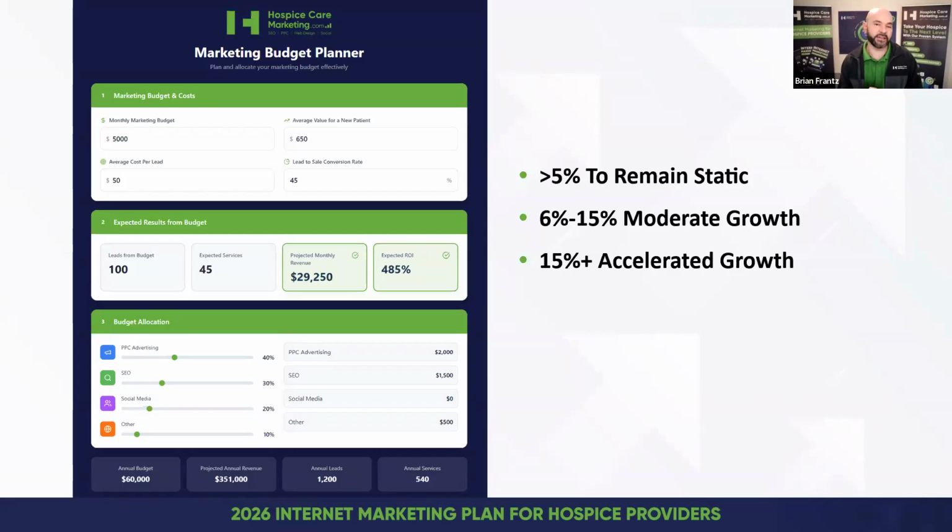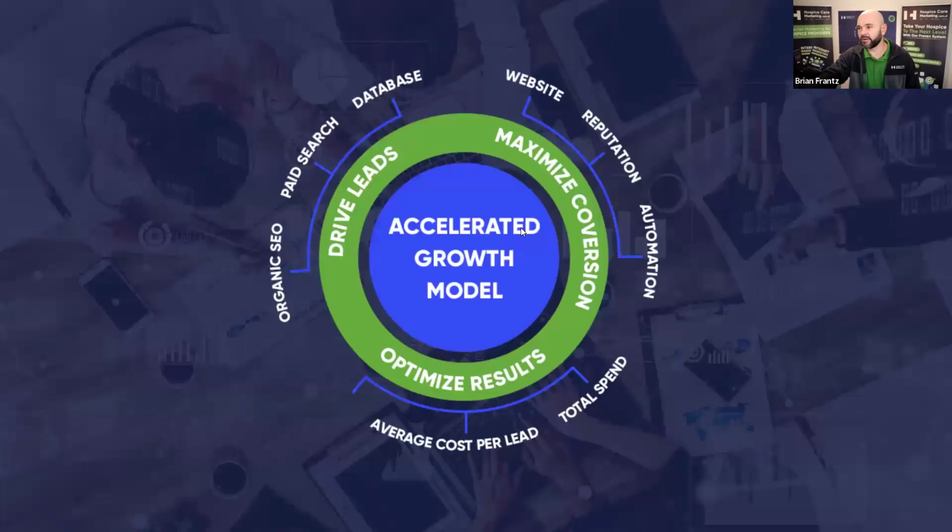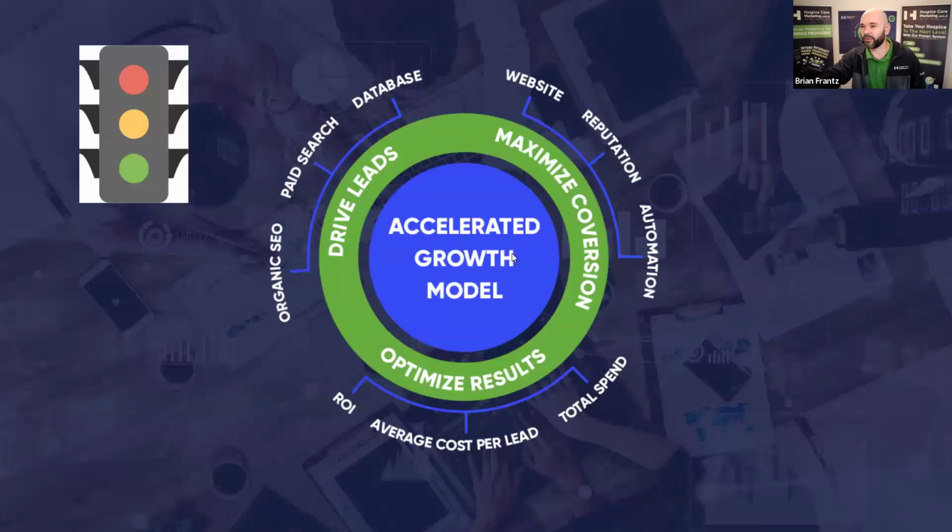That's where you're going to see some accelerated growth. So those are some numbers to pay attention to that you can plug in that budget planner on that calculator, hospicecaremarketing.com/calculator. Average cost per lead, ROI. So those are some things that you want to pay attention to when you're optimizing results.